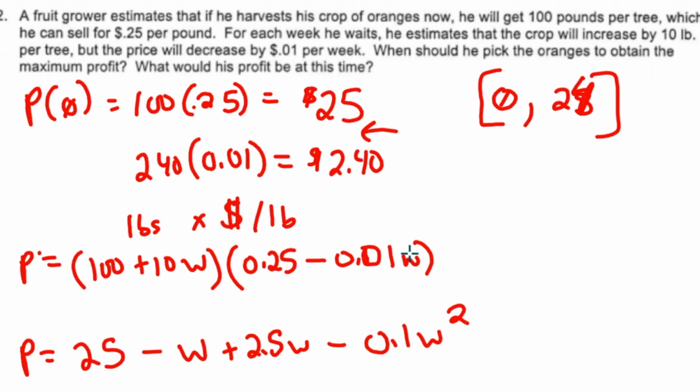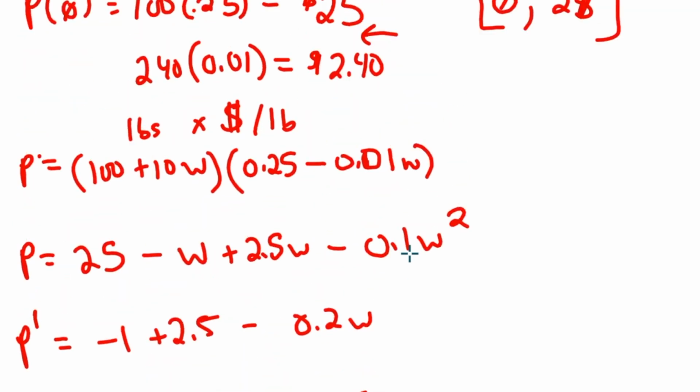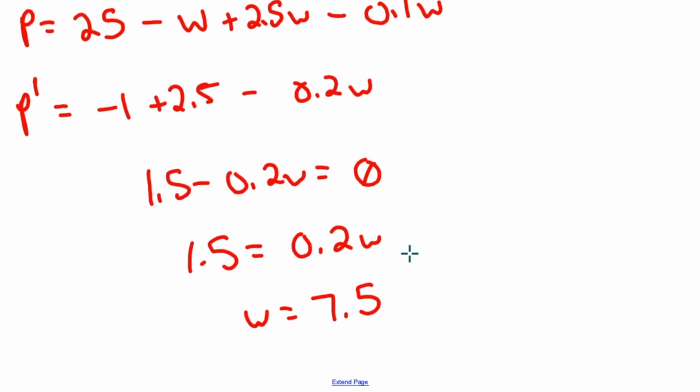Now, we're not really given any information in this problem as to whether or not they can harvest this at a half a week. So we would have to maybe look at after 7 weeks or 8 weeks, what would be the profit. So let's see what happens after 7 weeks, because the maximum profit, if let's just say, for example, we can do this in partial weeks, 7.5 weeks would be your answer.